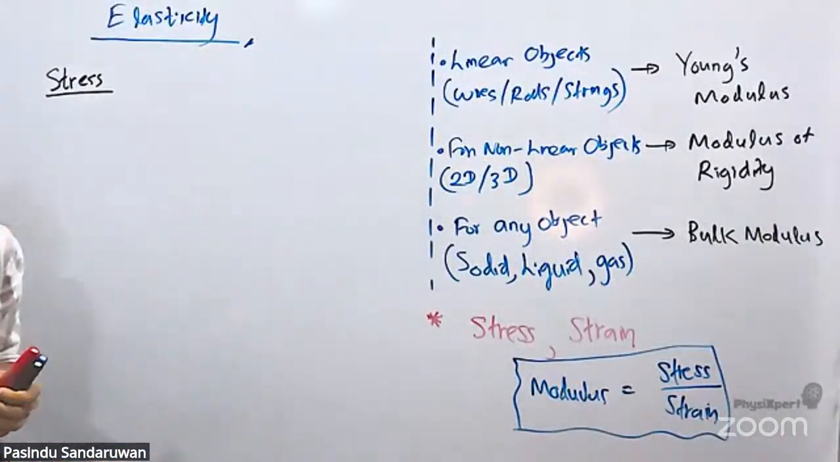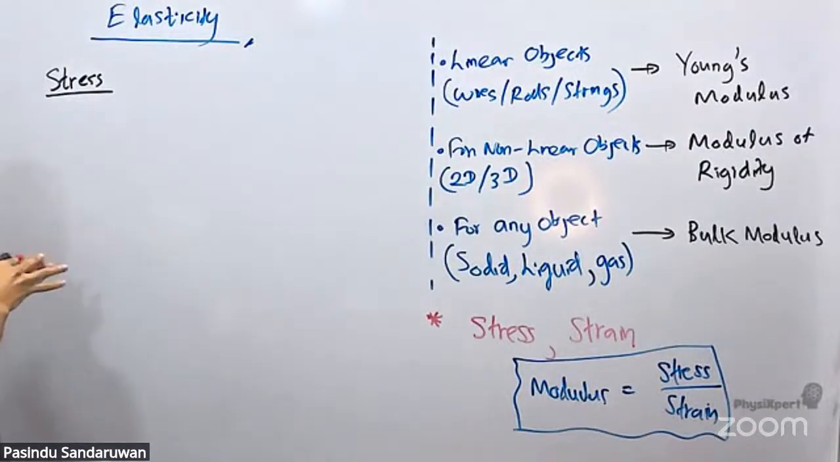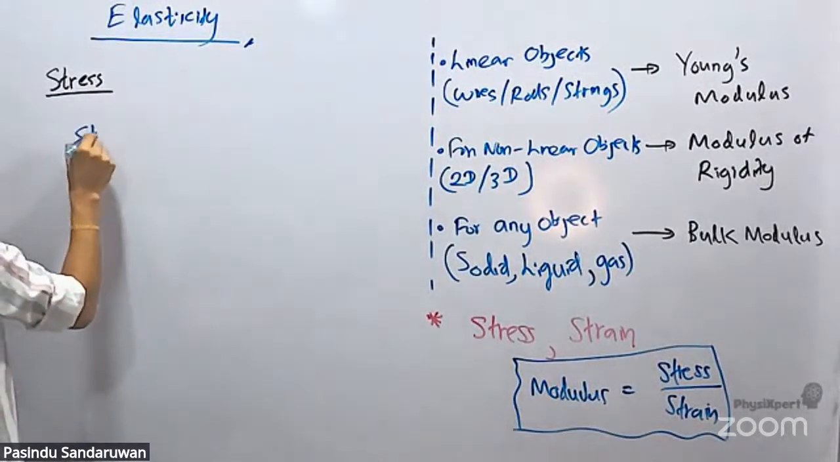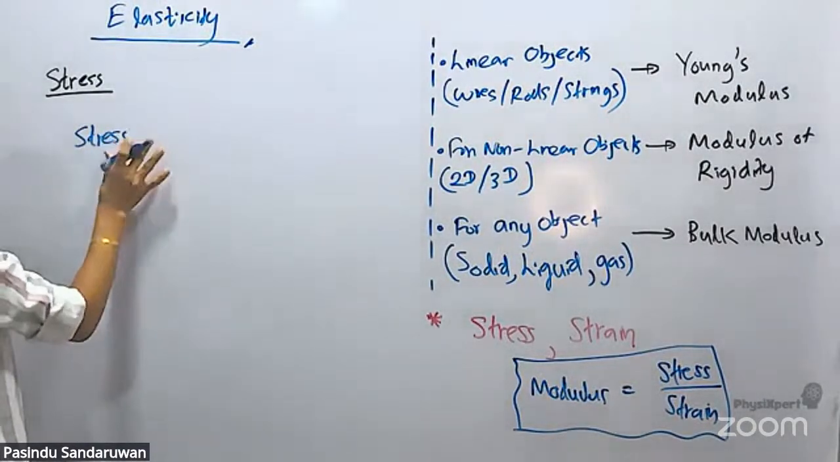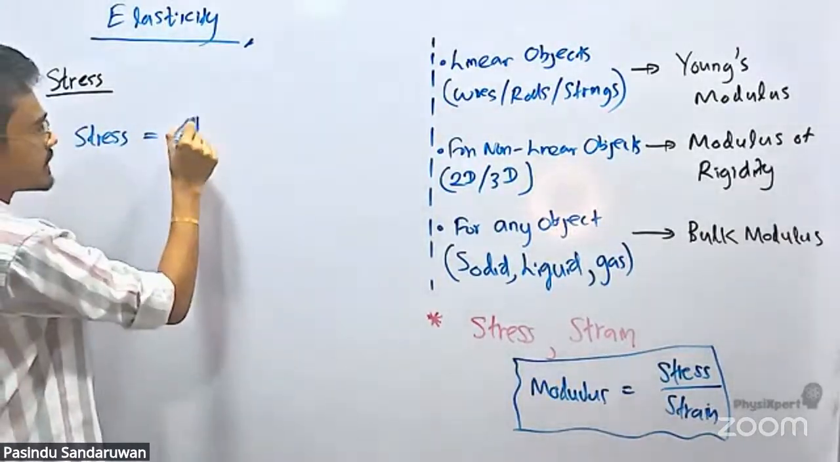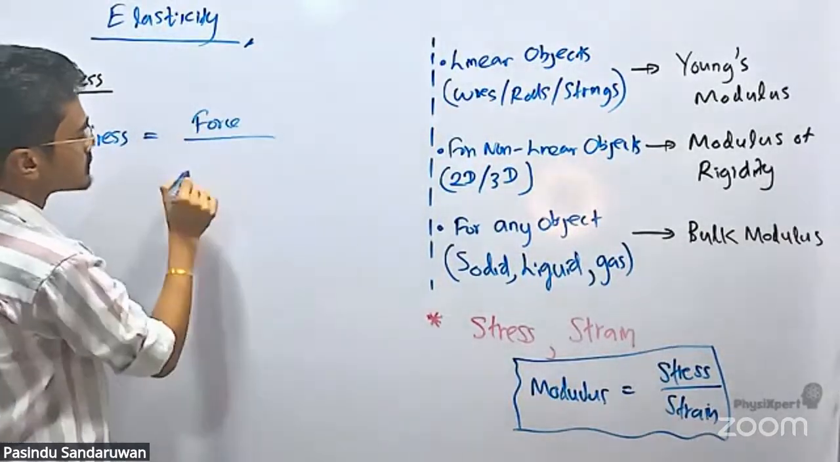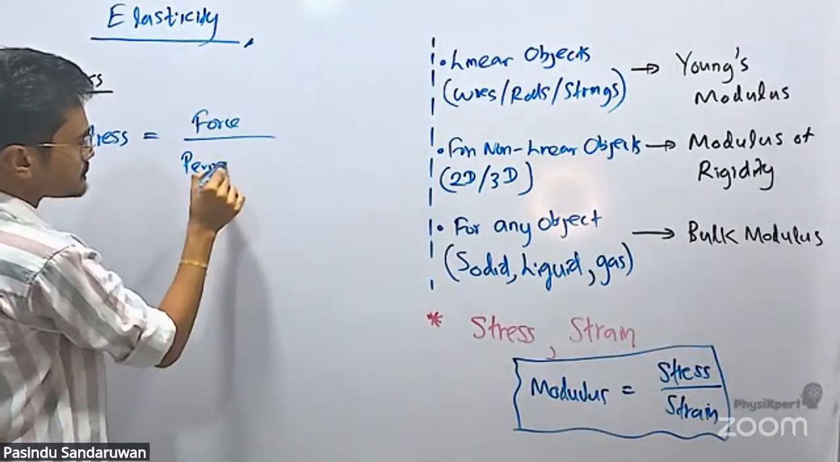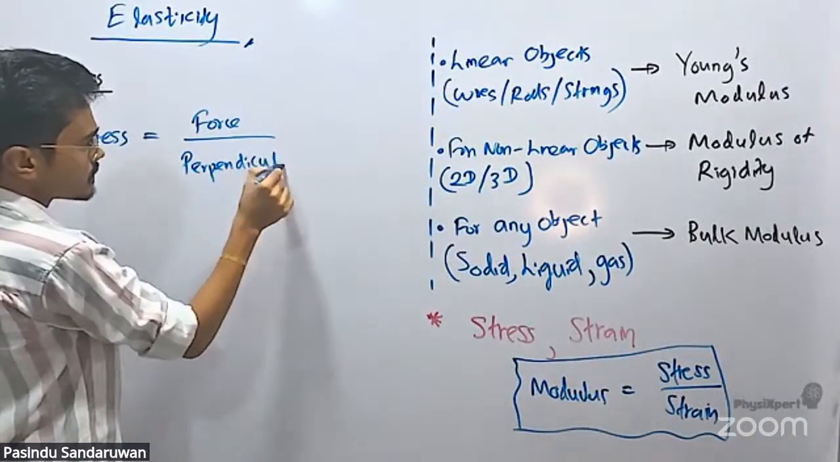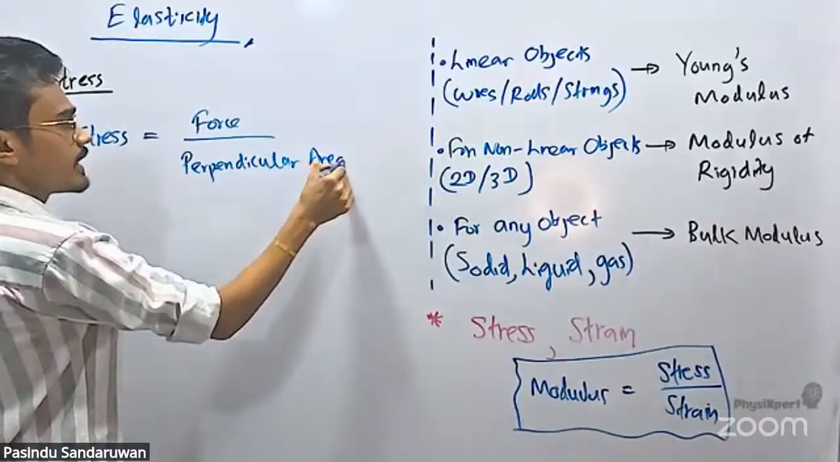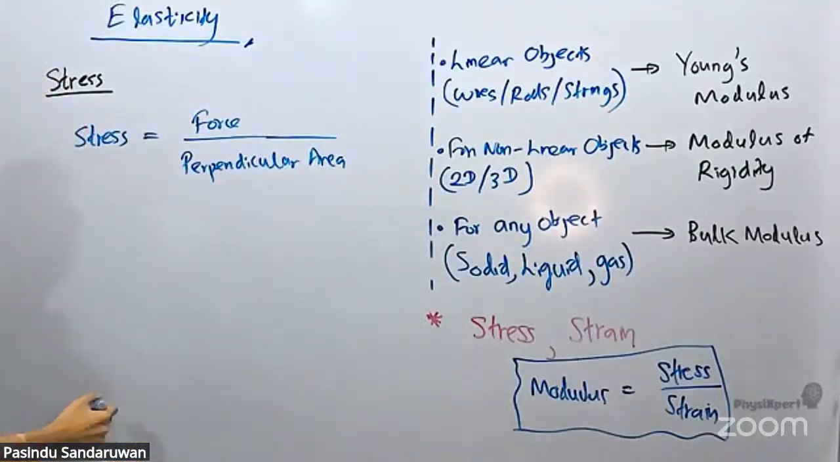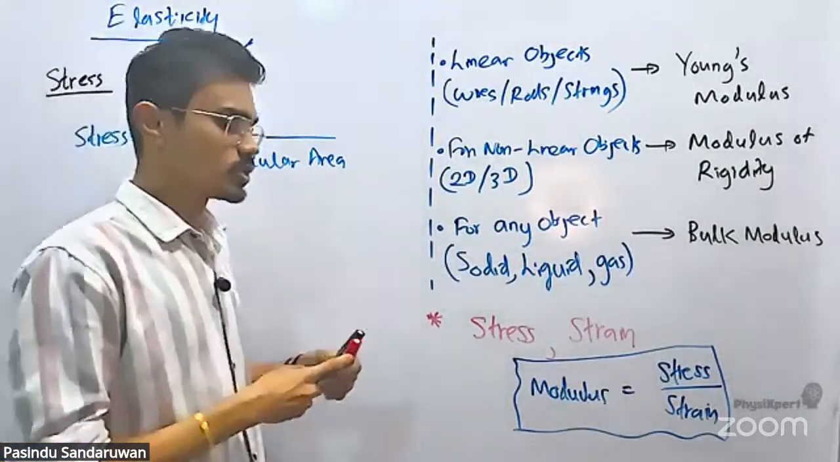Look at the board. Any stress is defined as, don't write. Look at the board. There are different types of stresses, right? Any stress is defined as force over perpendicular area, right?